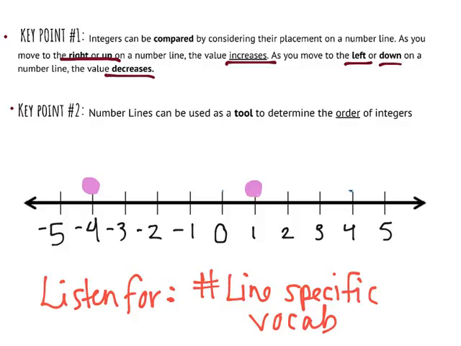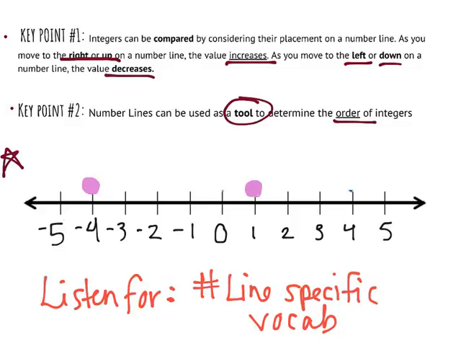Key point 2, number lines can be used as a tool to determine the order of integers. So we can use our understanding of a number line, like the one I provided, as a tool to help us order and compare integers. So looking at this number line, notice that I have a scale of 1. I'm only counting by ones.